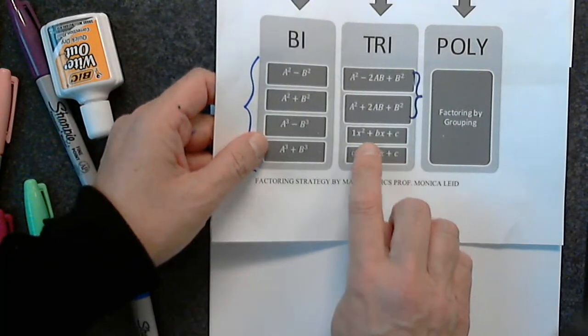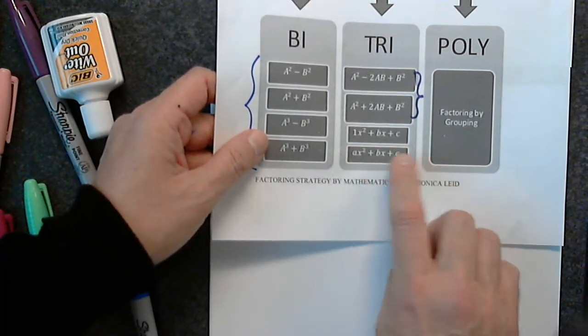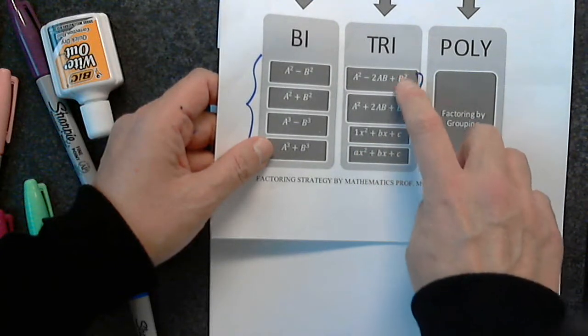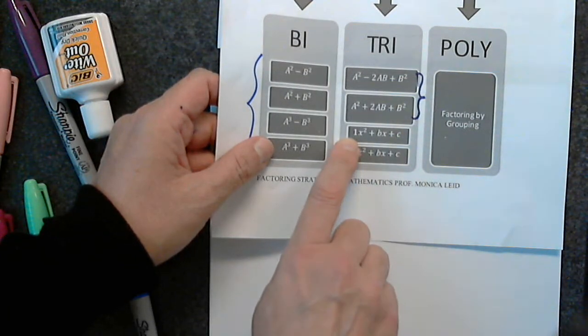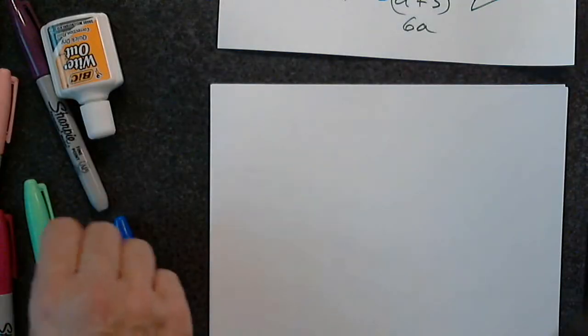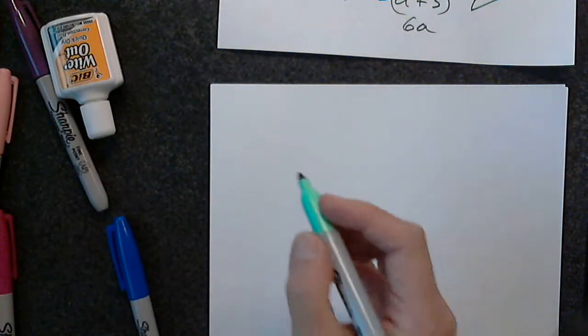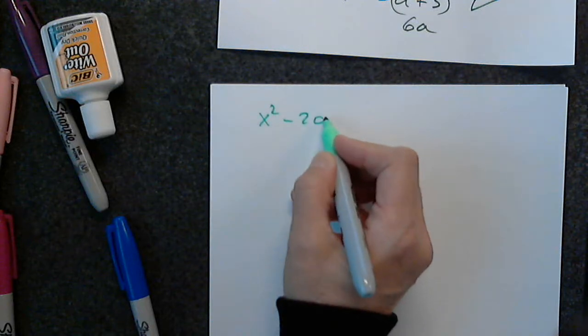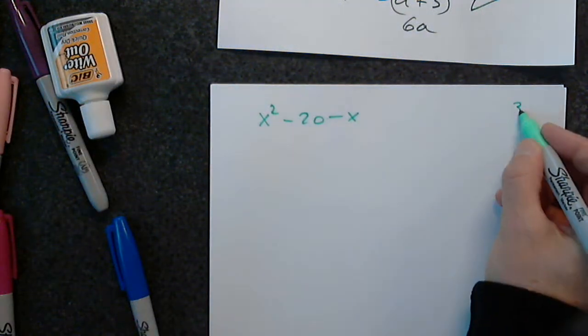Okay, moving on. We're moving on to this type of trinomial that is not a special product, and it has 1 as the leading coefficient. Okay? So the next step, let's look at x squared minus 20 minus x.